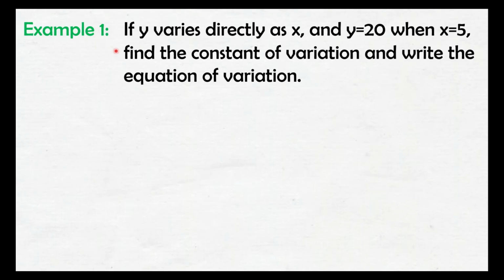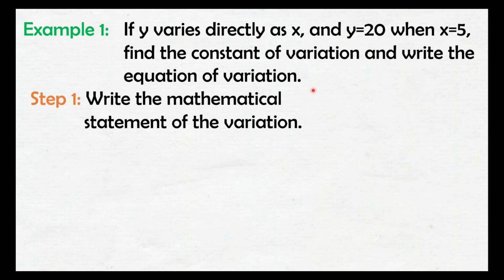Okay, example number 1. If y varies directly as x and y equals 20 when x equals 5, find the constant of variation and write the equation of variation. Okay, step 1, write the mathematical statement of the variation. So, madali lang to, di ba? Y varies directly as x. So, makuha natin ay y equals kx. Okay, yan na yung mathematical statement natin.